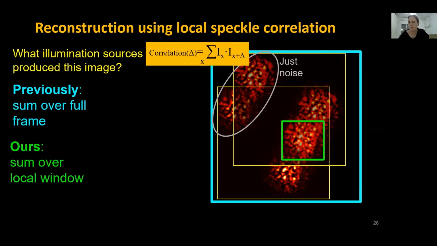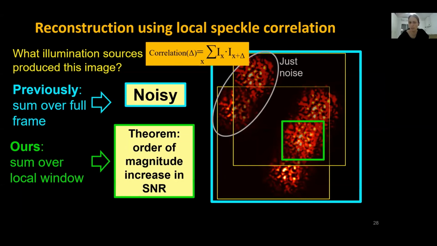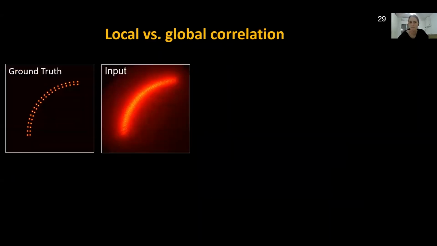Now, this may seem to you like a very simple change, but in practice, we prove that it results in an order of magnitude improvement in the signal-to-noise ratio of the correlations that we can detect, and it has a huge impact on the results that we can achieve.